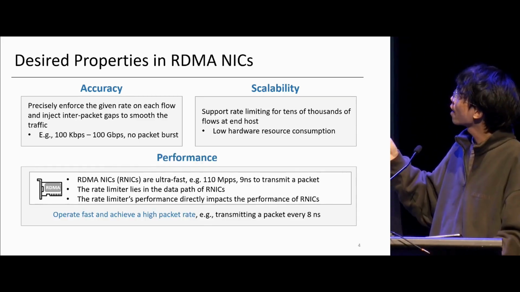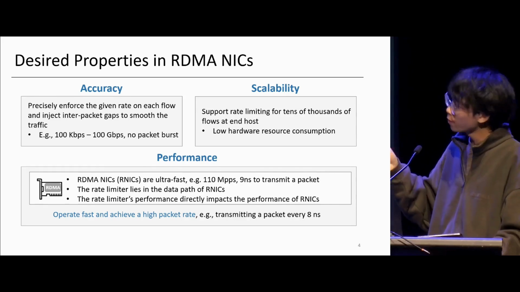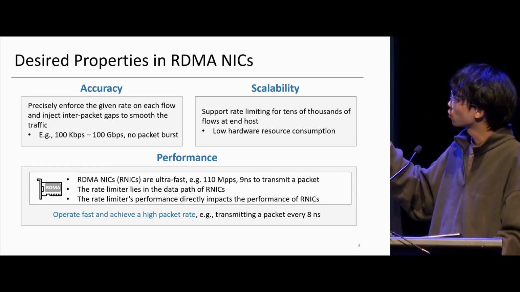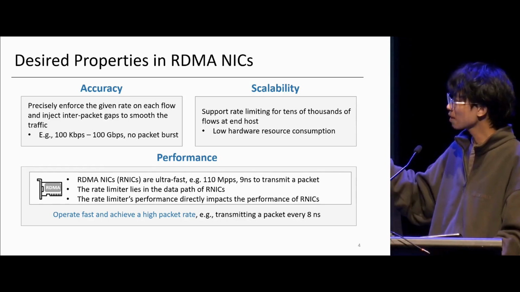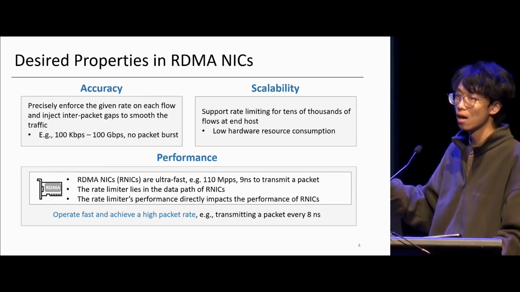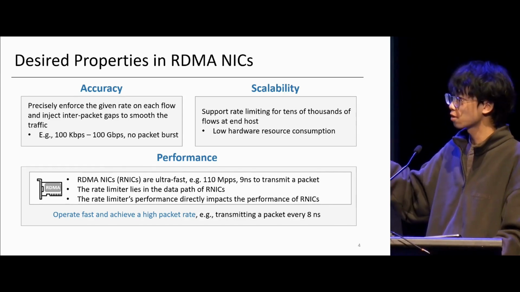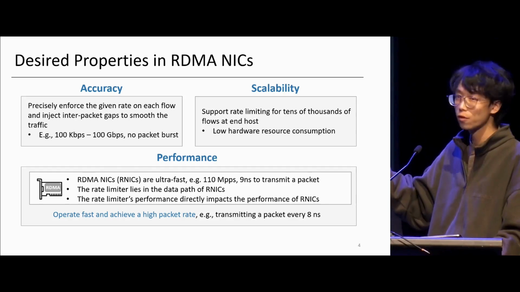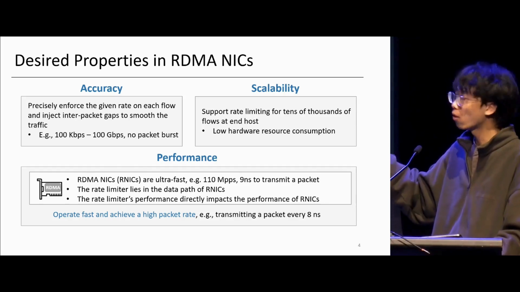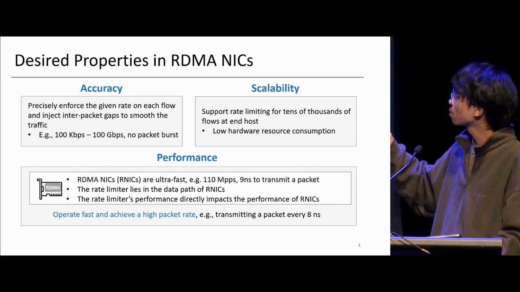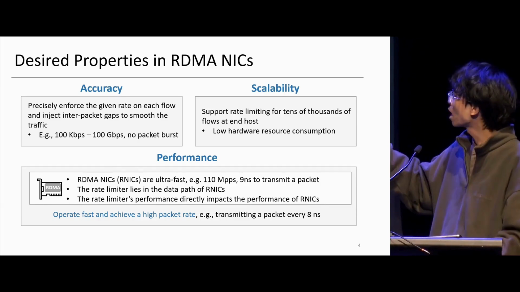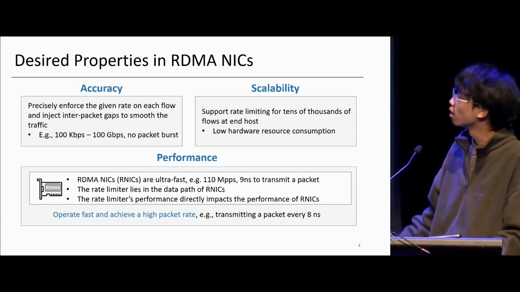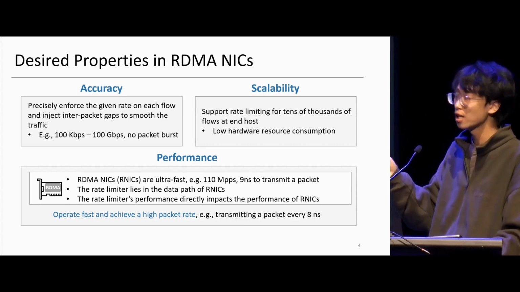Besides accuracy and scalability, RDMA NICs desire the rate limiter to be very fast. RDMA NICs, or NICs which offload the RDMA protocol, are known for their ultra-high performance. For example, the NIC can achieve a high packet rate of 110 million packets per second, transmitting a packet every 9 nanoseconds.